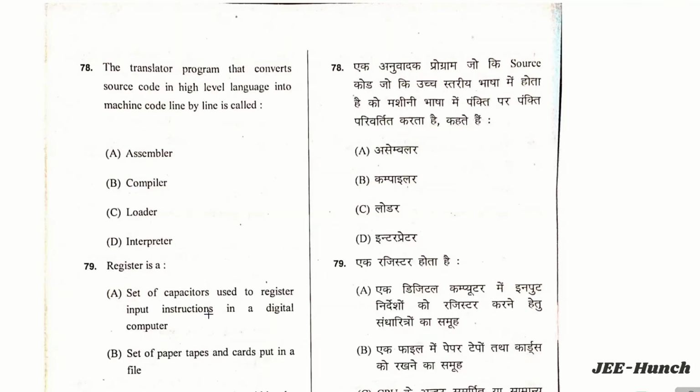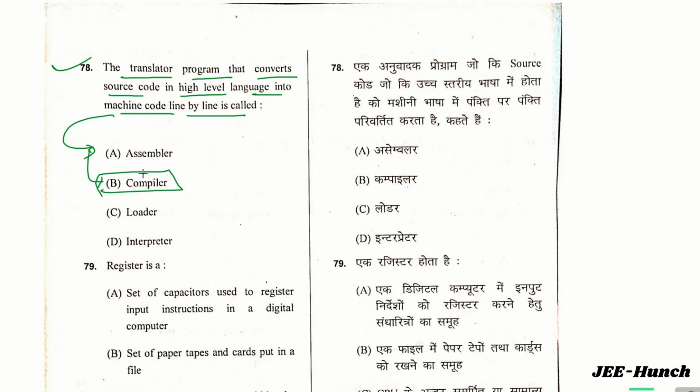Okay, next. Question number 78. The translator program that converts source code in a high level language into machine code line by line is called which? Which converts line by line is called a compiler, it executes line by line. Okay, option number B is correct.